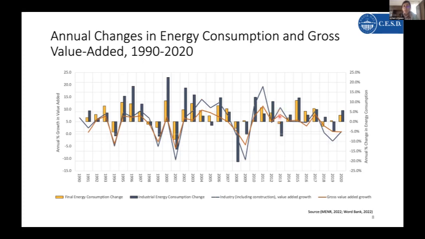But this is not very common. This is very unique. In terms of the literature, there is another concept called decoupling. In this terminology, this is actually an absolute decoupling example between energy consumption and growth. But this is very temporary and very unique. As this graph shows, the changes in energy consumption and gross value go hand in hand, very parallel to each other.